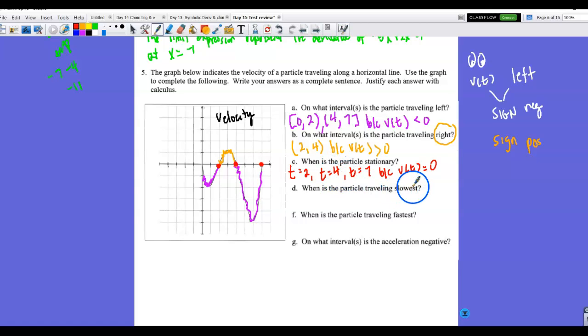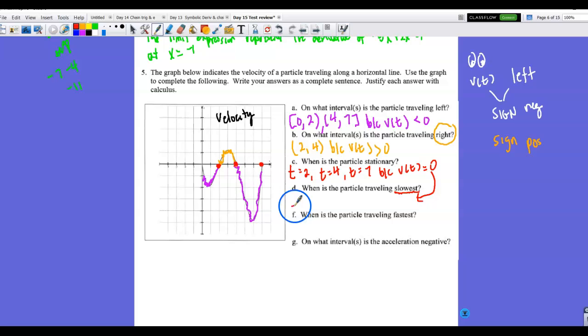All right, traveling the slowest. Well, I think we just answered that. You can't travel slower than 0. So the answer to C is also the answer to D, because the slowest that you can travel is to stand still. Moving backwards is not traveling slower. The negative would simply reveal the direction, not how fast you're traveling.